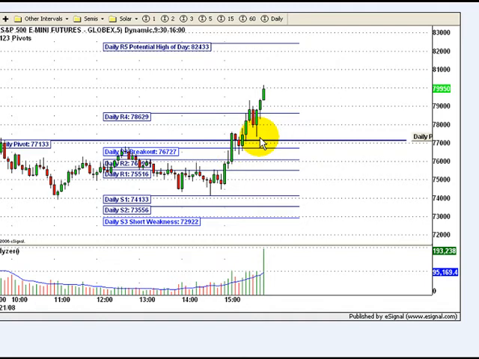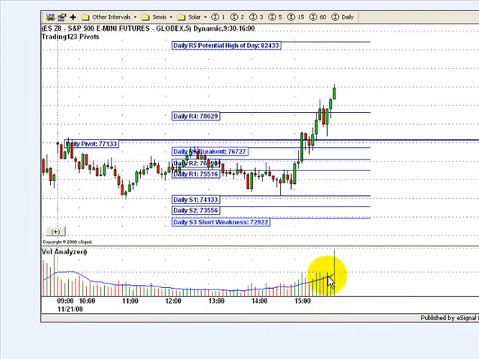As you see here, going into the end of the day, the market closed and didn't have enough time to get to the R5 level. But it broke out above here, 790. It went to 799, which was like a 9-point run.